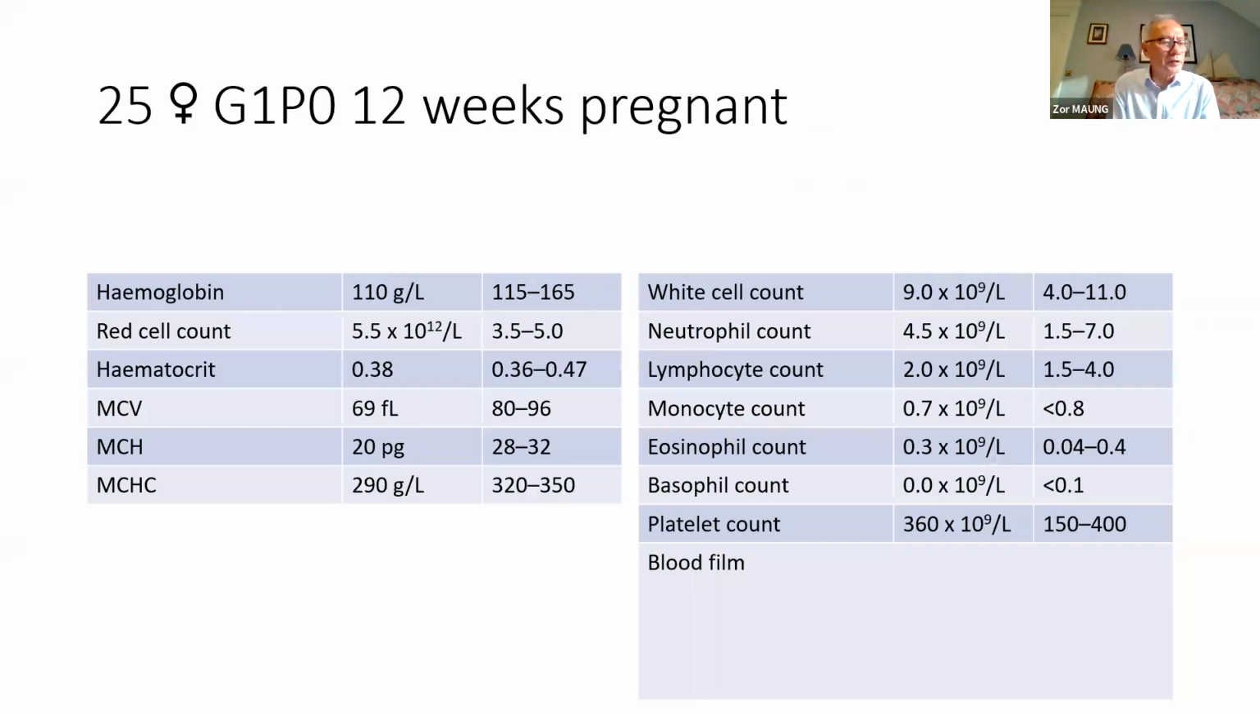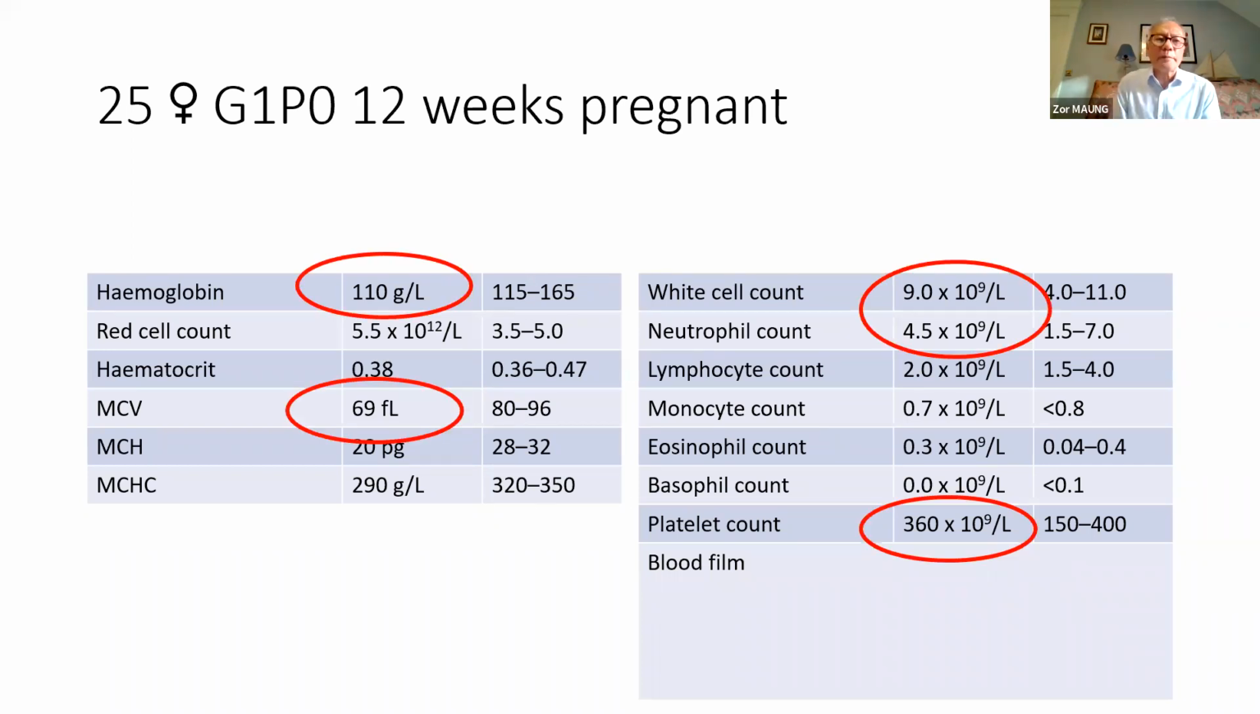Now, this is another scenario. This is a 25-year-old woman, 12 weeks pregnant, and this is her first pregnancy. Look at the full blood count. Every pregnant woman has a full blood count when they come to first booking. Hemoglobin is nearly normal, you can call it normal. MCV is low, white cell count is normal, platelet count is normal.